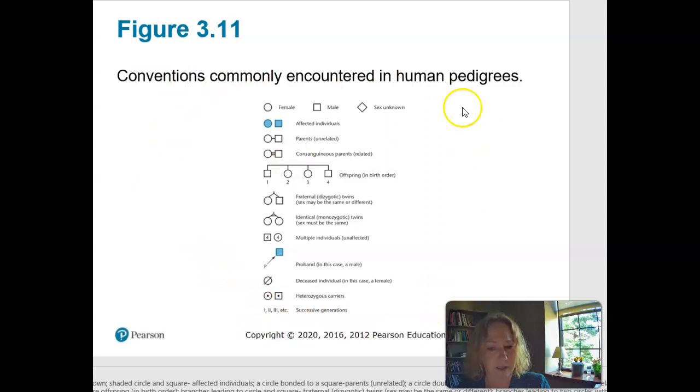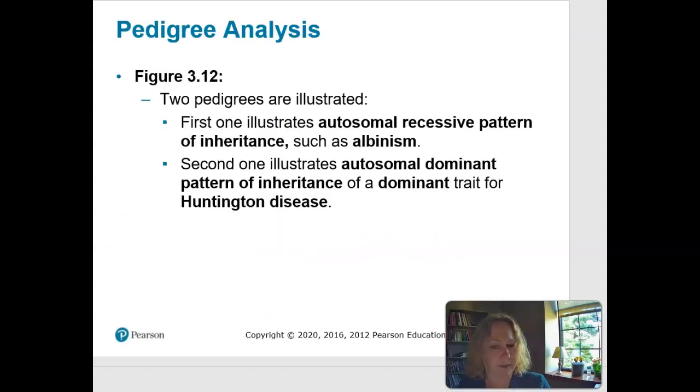So here's the chart: female, male, sex unknown, affected individuals, parents, related individuals, offspring in birth order, fraternal versus identical twins, male, deceased individuals. So that's just sort of the key for how we're going to use that.